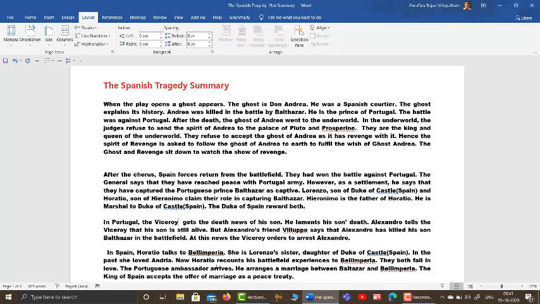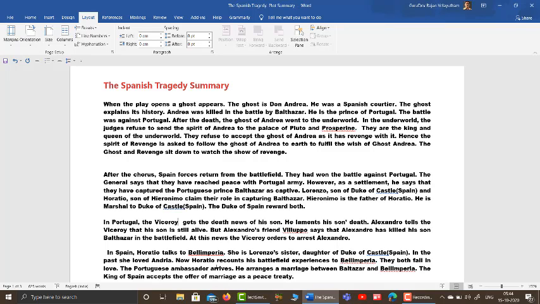Alexander tells the Viceroy that his son is still alive and he has seen his son taken as captive by the prince of Spain. But Villupu says that Alexander has killed his son and he has seen Alexander kill his son on the battlefield. This he says to get a reward or a promotion from the king.